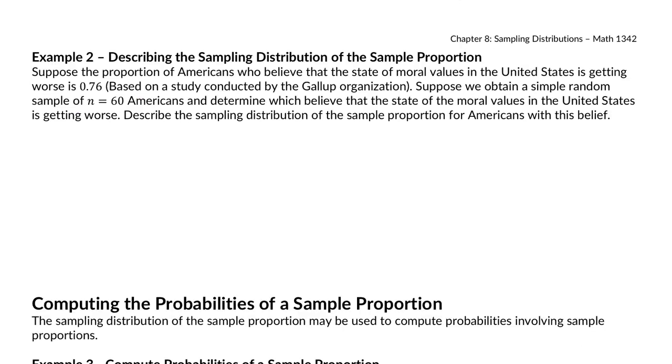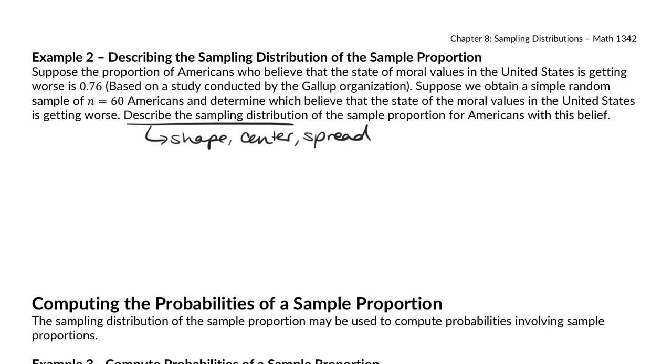So example 2. Suppose the proportion of Americans who believe that the state of moral values in the United States is getting worse is 0.76, so 76%. Suppose we obtain a simple random sample of n equal to 60 Americans and determine which believe that the state of moral values in the United States is getting worse. We're going to describe the sampling distribution of the sample proportion, which means we are talking about the center, the spread, and the shape. That's what this blurb, when it says describe the sampling distribution, means: we're doing shape, center, and spread.